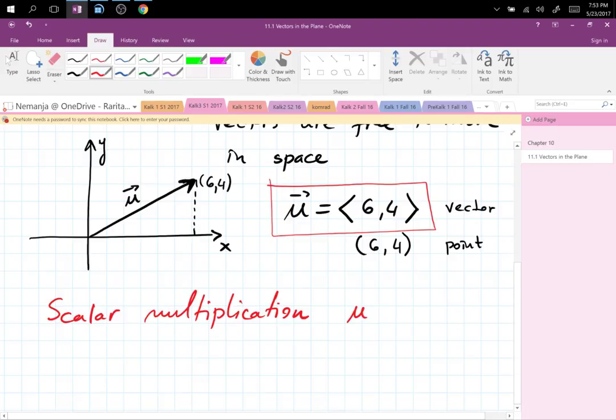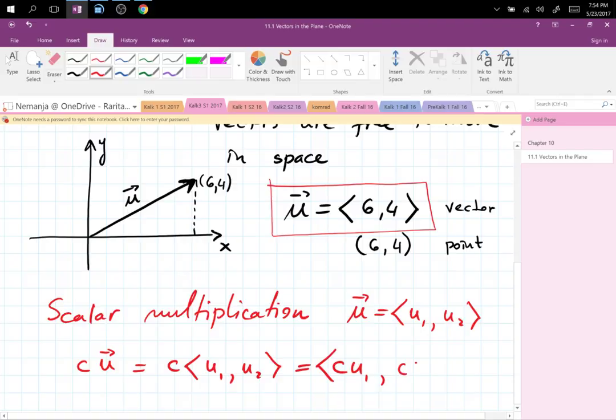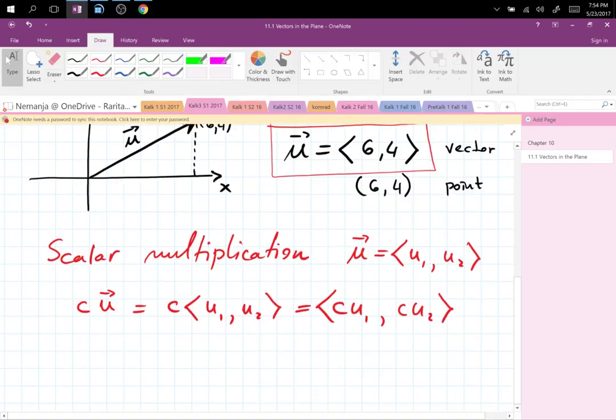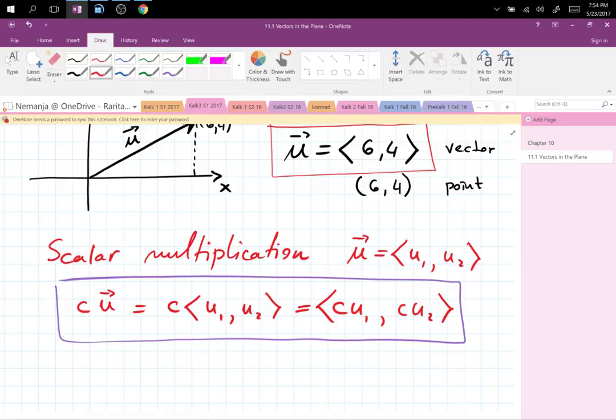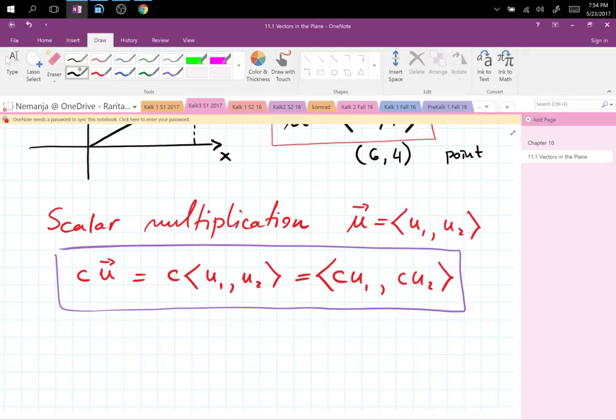Where we take a vector u, which has components u1 and u2 for x and y direction. And then we can say c times vector u is c times u1, u2, which gives me vector cu1, cu2. That would be our scalar multiplication. And the example, very simple example, let's say vector u is given as 3, -8. How much is 4u?